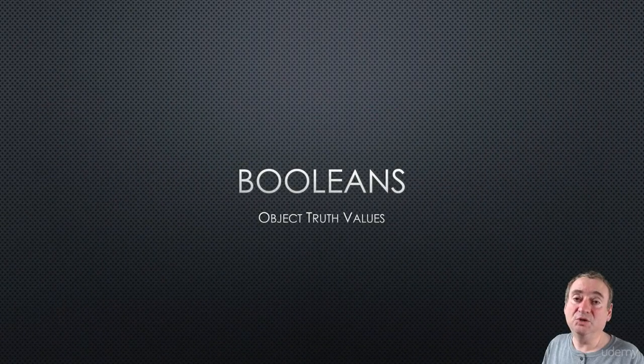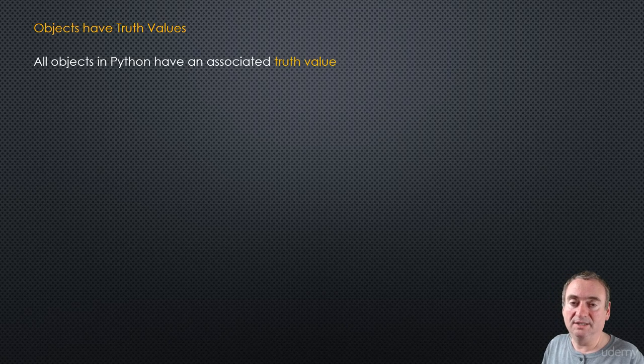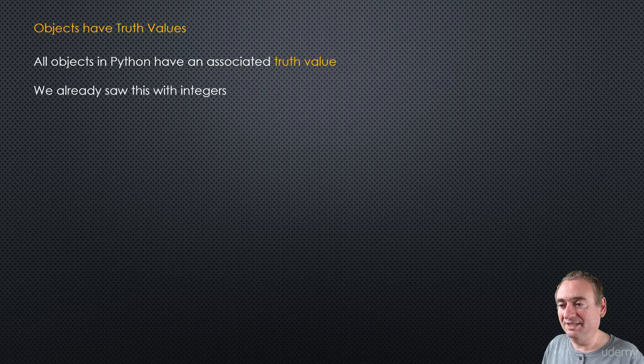Hi, in this video we're going to continue looking at Booleans, and in particular we're going to look at object truth values. Objects have an associated truth value in Python, and in fact all objects have an associated truth value. We saw this in the last video with integers. We saw that, for example, bool of 0 would return false, but bool of 1 would return true, and bool of any integer other than 0 would return true. And we call that truthiness of integers.